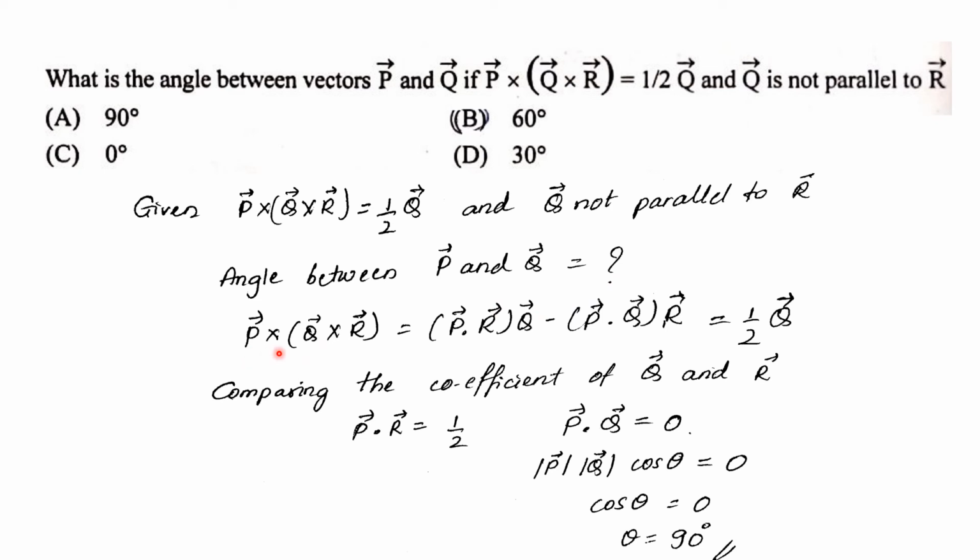Then angle between P and Q we have to calculate. Then consider P cross Q cross R. If you simplify this one, you will get P dot R Q minus P dot Q into R, that is equal to half Q. Comparing the coefficient of Q and R. Here you have to compare the coefficients. If you compare the coefficients of Q, then you will get P dot R is equal to half. Then P dot Q is equal to 0. P dot Q is equal to 0 means magnitude of P, magnitude Q into cos theta is equal to 0. Therefore, cos theta is 0, which implies theta is equal to 90 degree. Therefore, option A is correct.